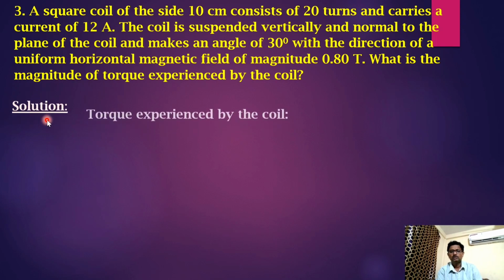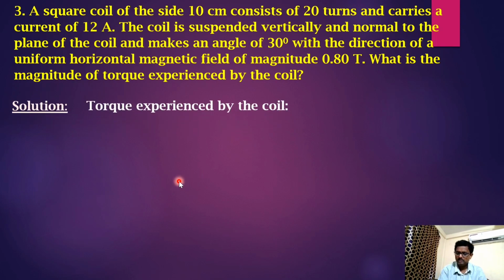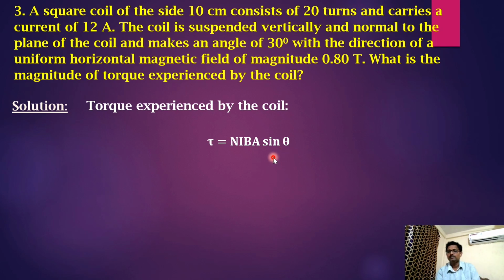Solution. The torque experienced by the coil, tau, is equal to N I B A sin theta, where N is the total number of turns, I is current, B is magnetic field, A is the area of cross section of the coil, and theta is the angle between B and A.